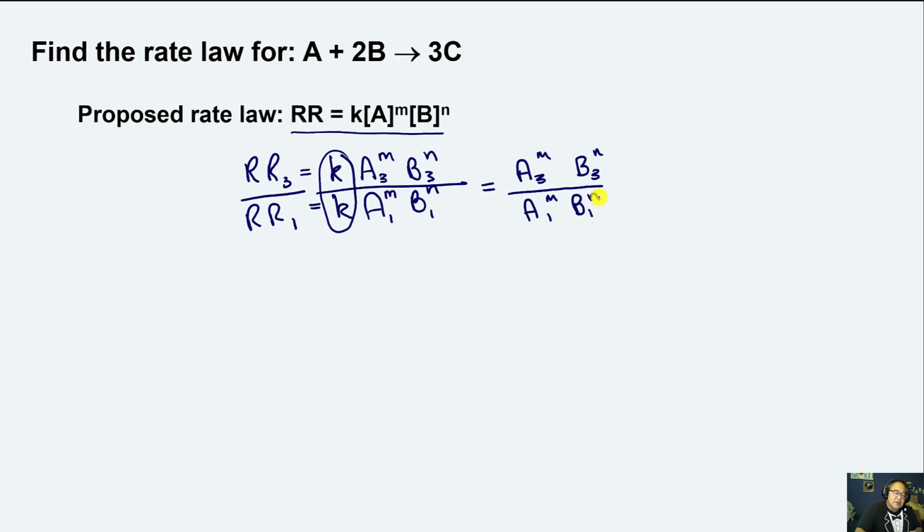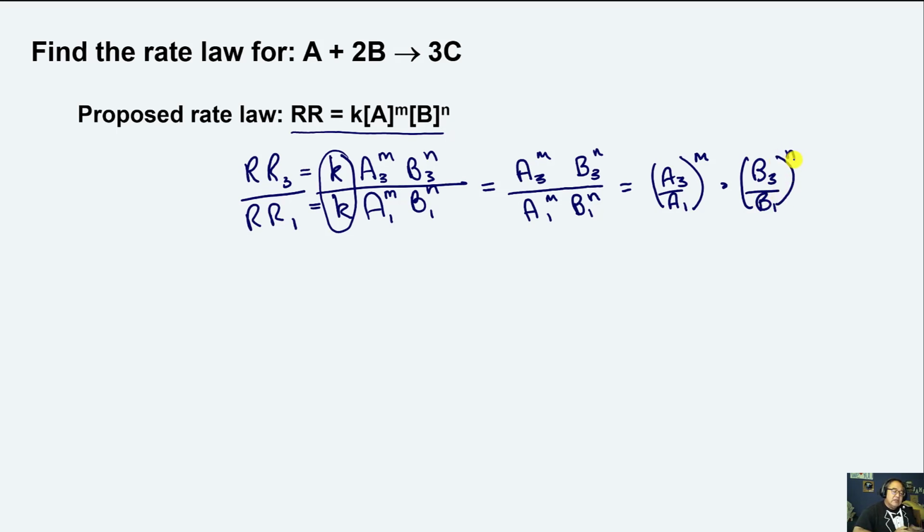And then I'm going to do a little math magic. I'm going to separate those two and get them to be ratios of concentration. So the little math magic is I can do this: A3 over A1 to the m, because I pulled the exponent out, which you can do, times B3 over B1 to the n, like this.